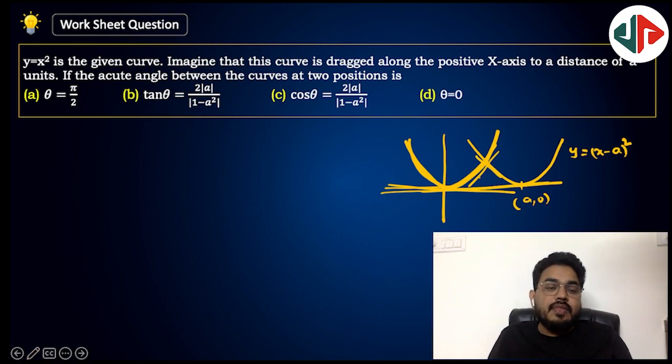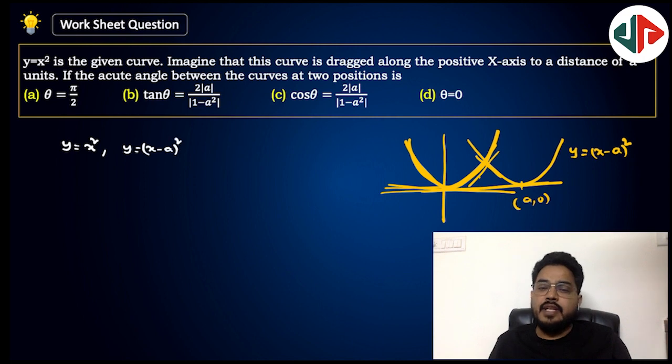So the curve is y is equal to x square, and the next one is y is equal to (x minus a) whole square. Where do these two intersect? Equating, x is equal to a minus x, so the point is a by 2. So x is equal to a by 2, and y is a square by 4.